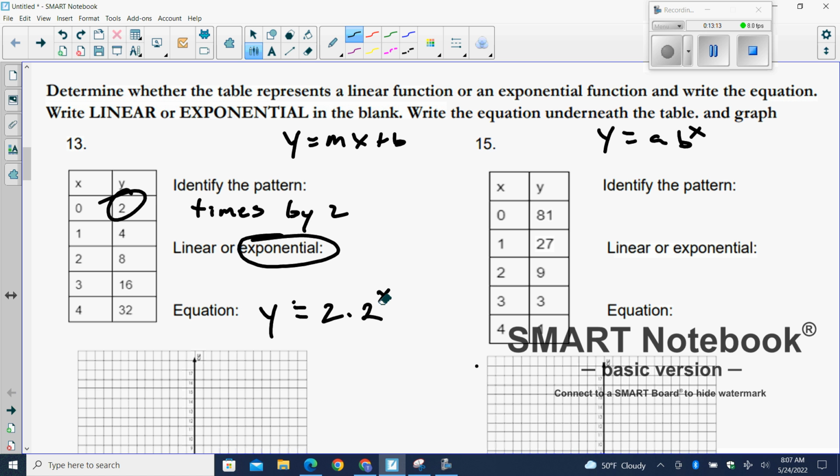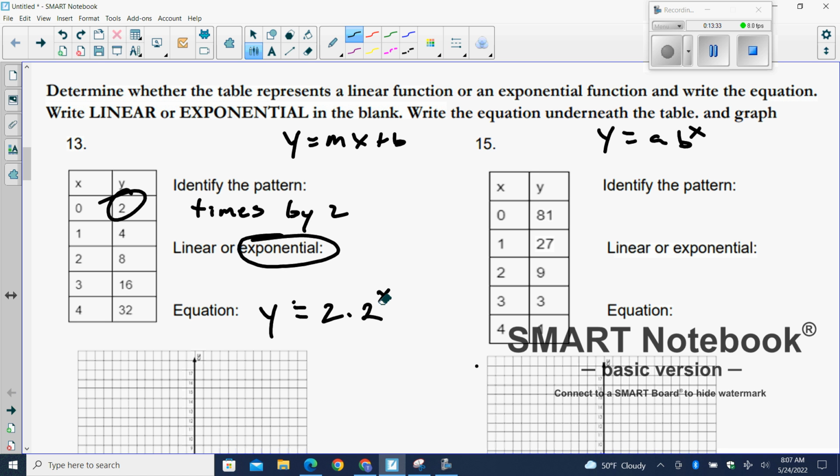Question 15, looking at the pattern. 81 to 27. Well, I know I'm subtracting something. I'm not even sure what that is, so it's 54. So 27 minus 54, clearly not 9. So I know it's not linear. How do I get from 81 to 27? I divide by 3. What if I don't know that?